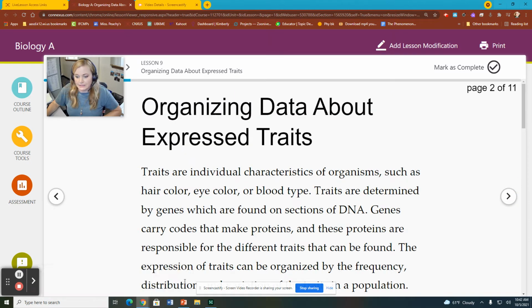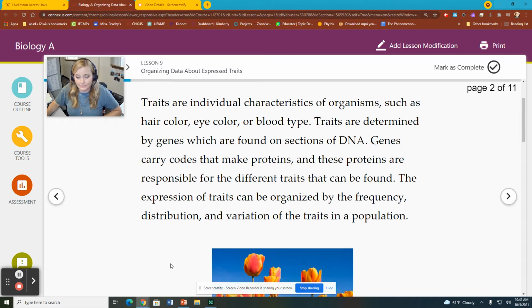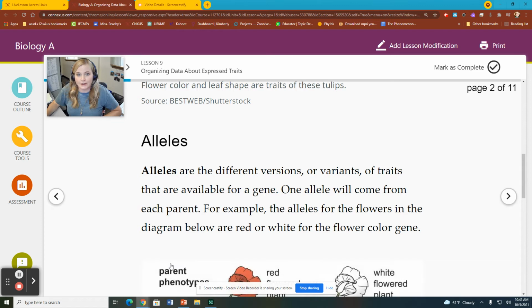All right, so the first thing this lesson talks about is what traits are. Traits are just characteristics of organisms. They are determined by genes and they can vary, right? The variations in traits are caused by different alleles. So alleles are variants or different versions of a gene.